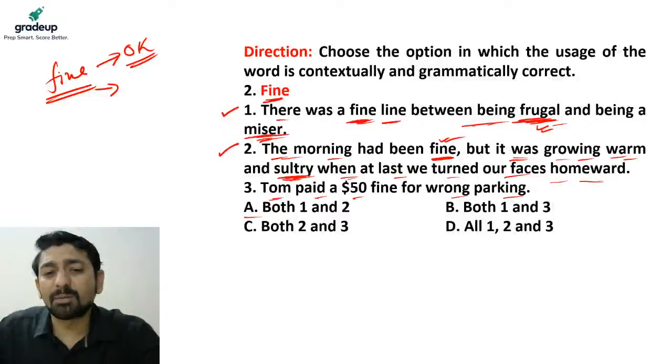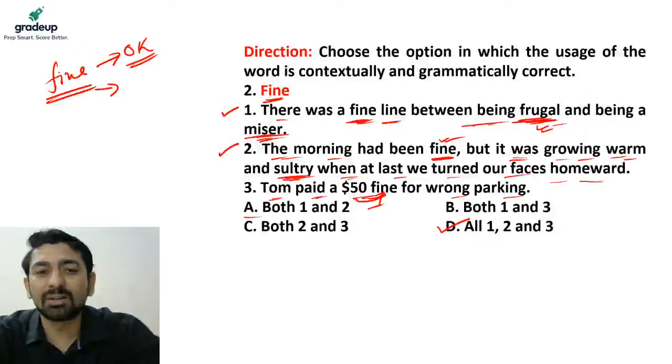And third says Tom paid a $50 fine. A $50 fine, okay. This is a kind of punishment. If you falter, if you make a mistake, or if you actually break rules, a fine is imposed. So this could also be the meaning. So the correct answer is D, guys. All 1, 2 and 3. All 3 sentences are absolutely correct.